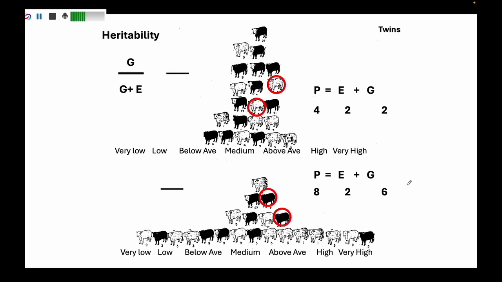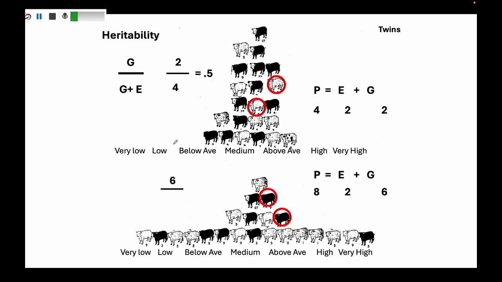There's our genetic variance. And then we can apply those numbers to our broad sense heritability. Genetic variance over phenotypic variance, which is genetic plus environmental variance. So here it's 2 over 4, or a heritability of 0.5.